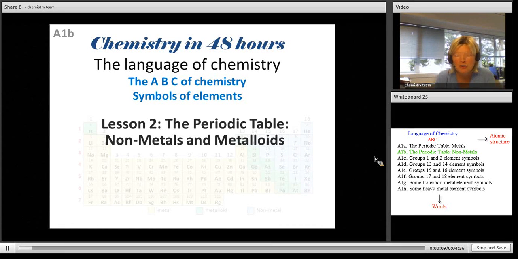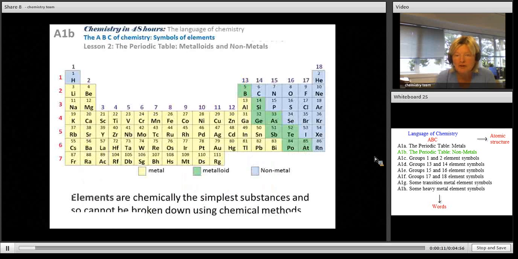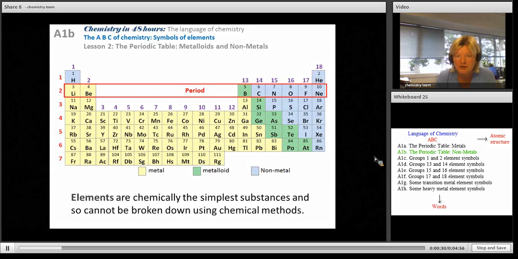series. Quickly revising what we did last time, the periodic table shows all the elements. This one has been slightly simplified. We have left out the lanthanides and the actinides. Elements are the simplest substances known. They can't be broken down further using chemical methods. The horizontal rows on the periodic table are called periods, and the vertical rows are called groups.